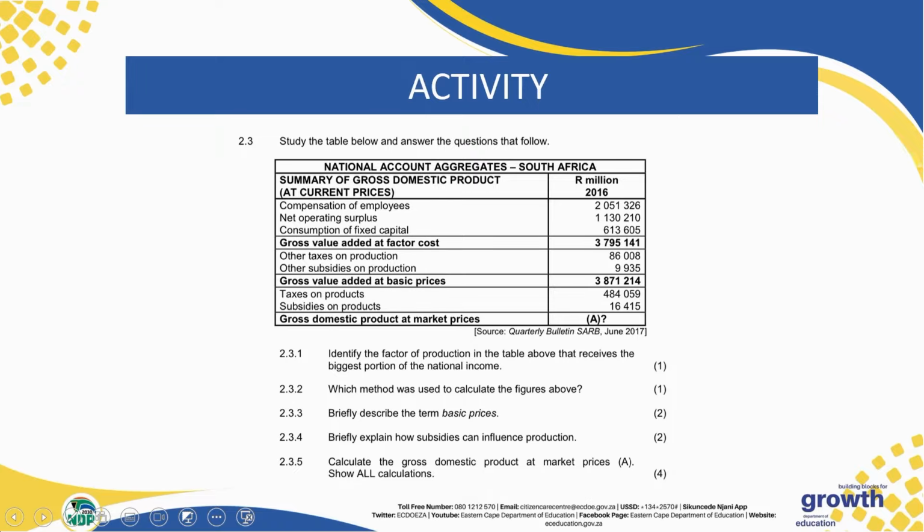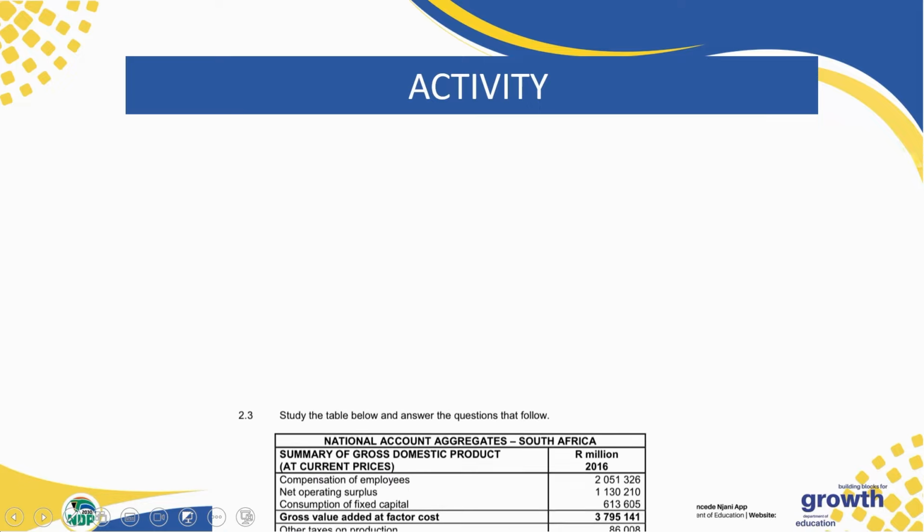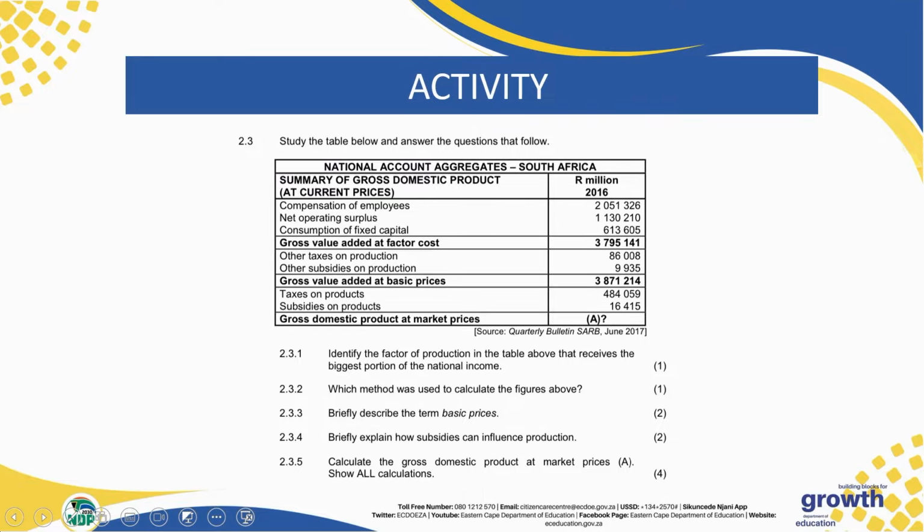Now, you may come across different activities ranging from multiple choice, data responses, and high and middle order questions. So for this particular activity, you are given a data response. This is just an example of an activity under the national account aggregates. So you are required here to identify the factor of production. So if we say the factor of production at 2.3.1 in the table above, that receives the biggest portion of the national income. So you need to pay attention to the requirements of the question.